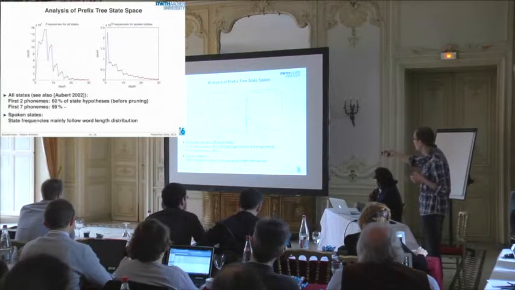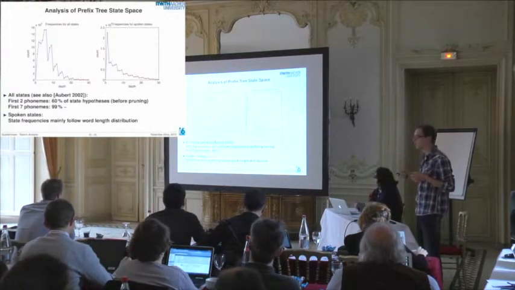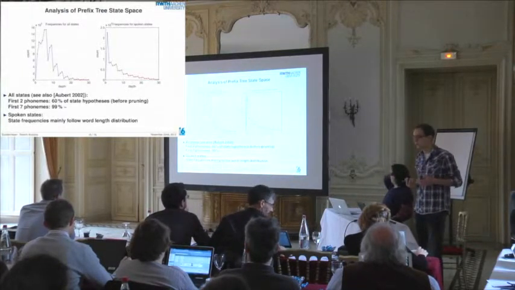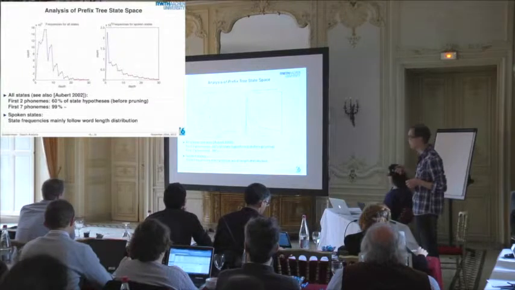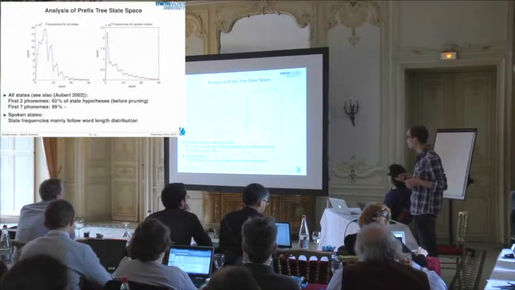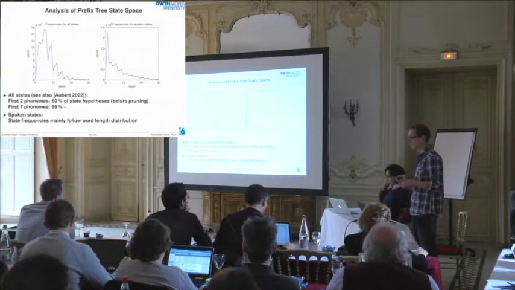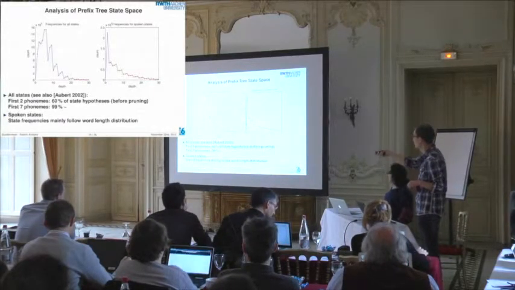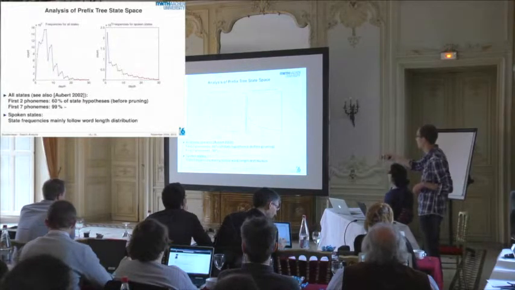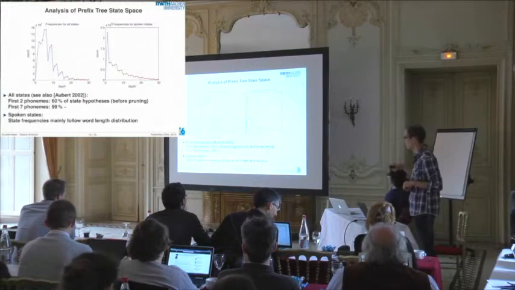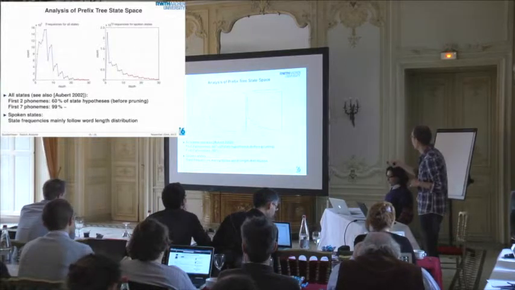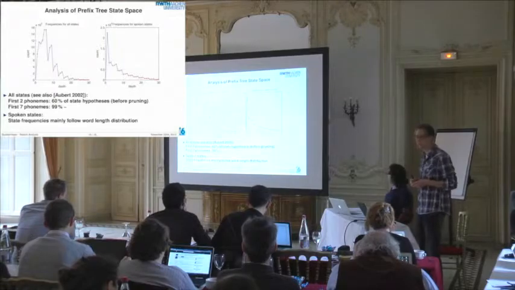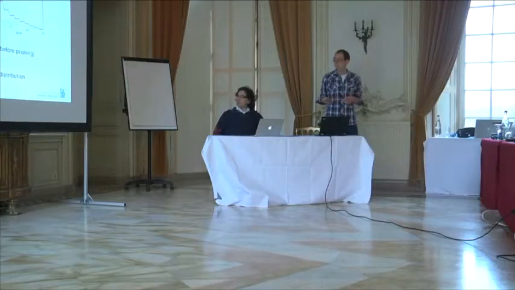And what you will notice are these drops here. It's always after three states. And this is just due to the fact that we have used a three-state HMM model. So after three states, a word may possibly end. And then this explains why we have fewer states after these multiples of three. And on the right, we see the same for the spoken state sequence. And this basically follows the average length distribution of words.